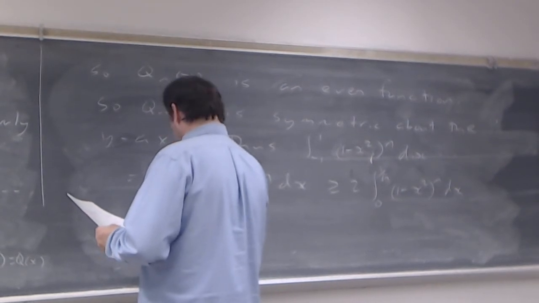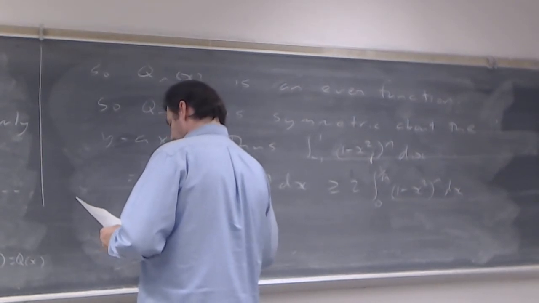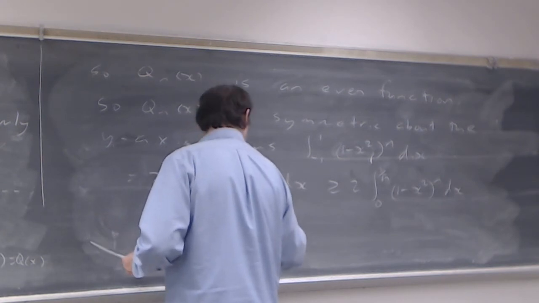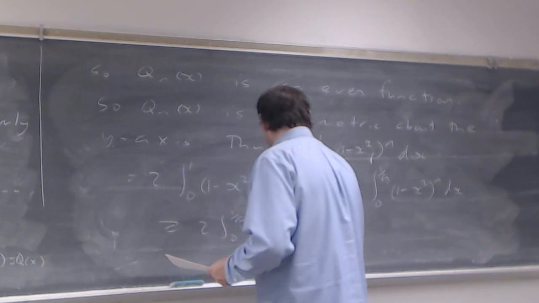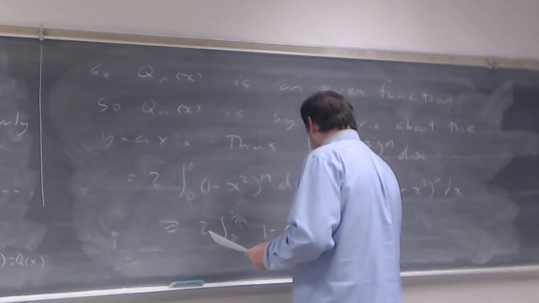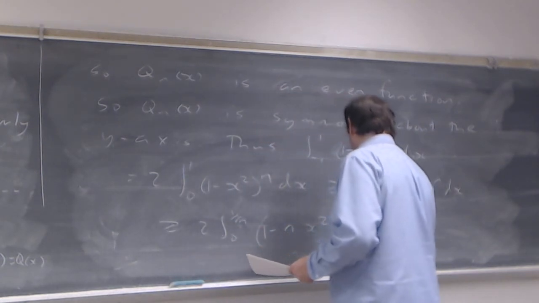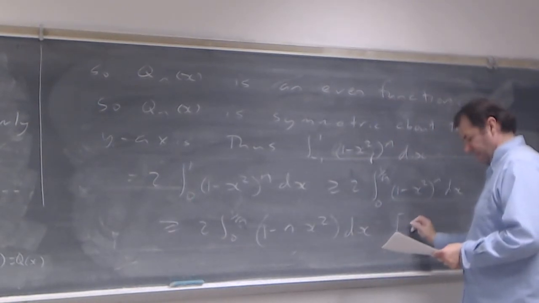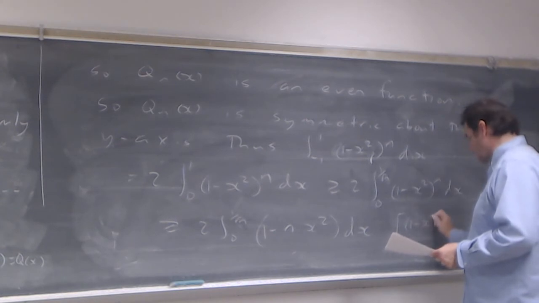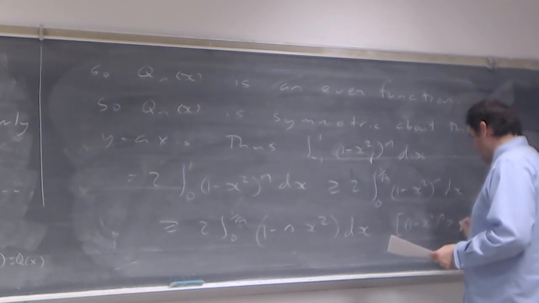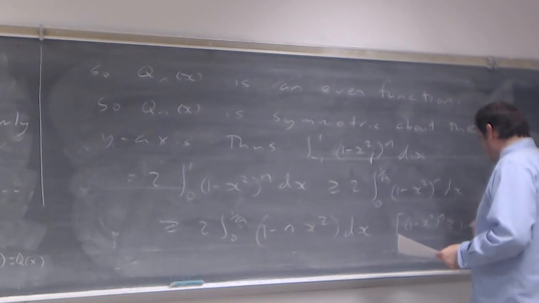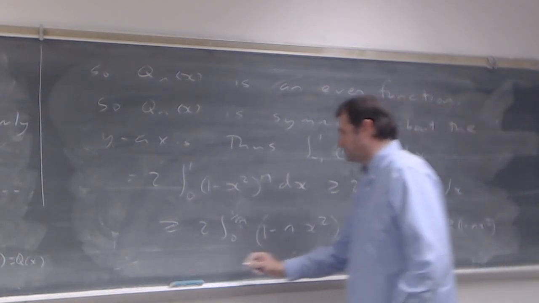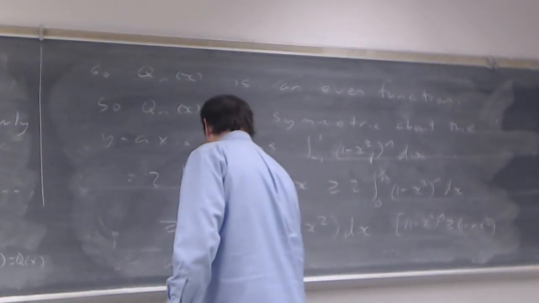And that's going to be greater than or equal to 2 times the integral from 0 to 1 over the square root of n, where now I'm going to replace the integrand with something smaller. What I'm going to replace it with is 1 minus n times x squared dx. And this comes from the fact, let me write this down here, that 1 minus x squared raised to n is bigger than or equal to 1 minus n times x squared, which can be proven using induction. I'm not going to prove it.